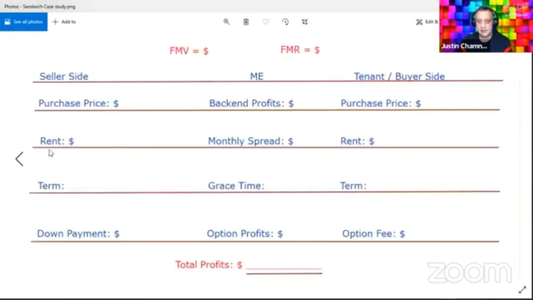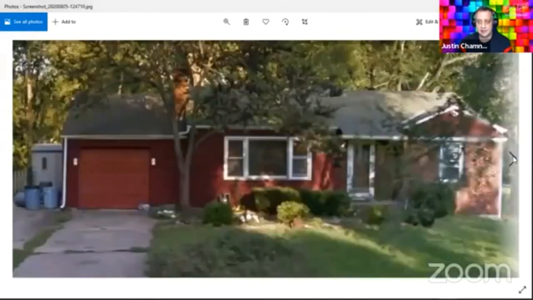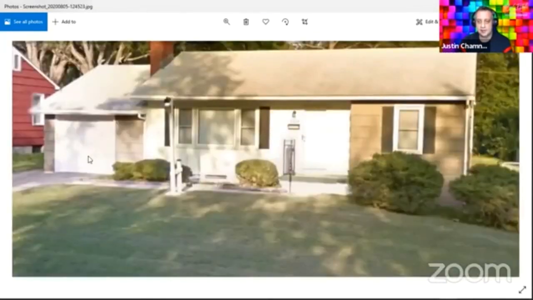Let's take a look at another one. This one here, we can go over this one too if you want. We got a few minutes left. This one here, this is a cutie. This one is different because this is not bread and butter either. Can y'all tell me why it's not bread and butter?